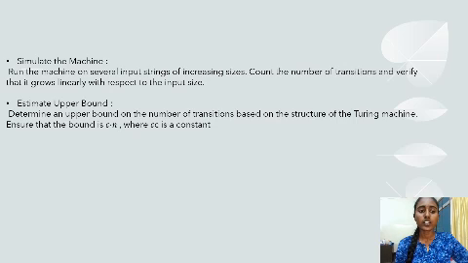Estimate upper bound. Here, determine an upper bound on the number of transitions based on the structure of the Turing machine. Ensure that the bound is C times n, where C is a constant.